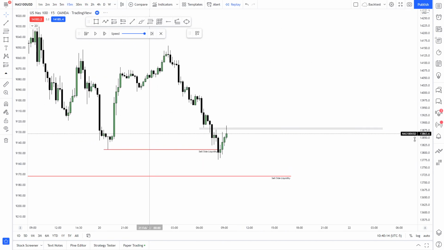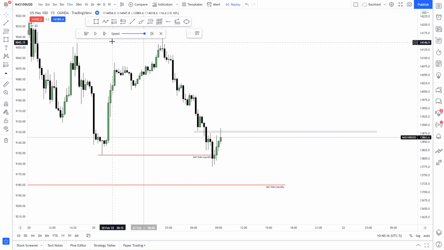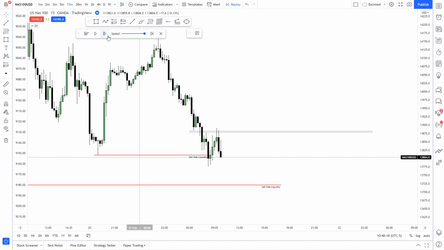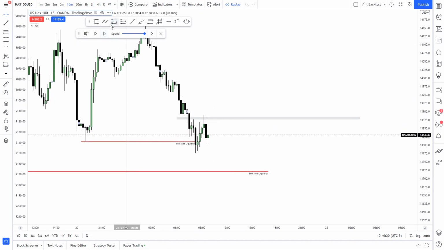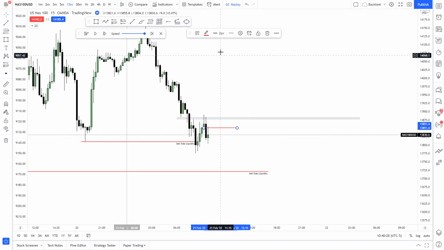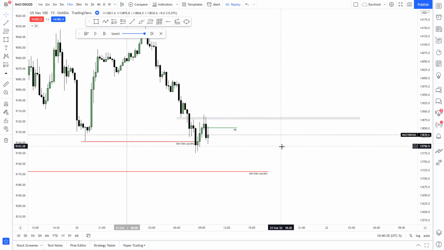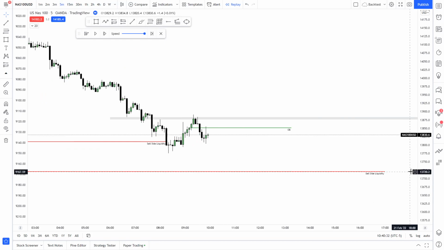15-minute. Okay, so price comes into the imbalance. See what it does. It's forming an order block. So let's mark out our order block right here. Comes back into the order block. Let's go down to the 5-minute.